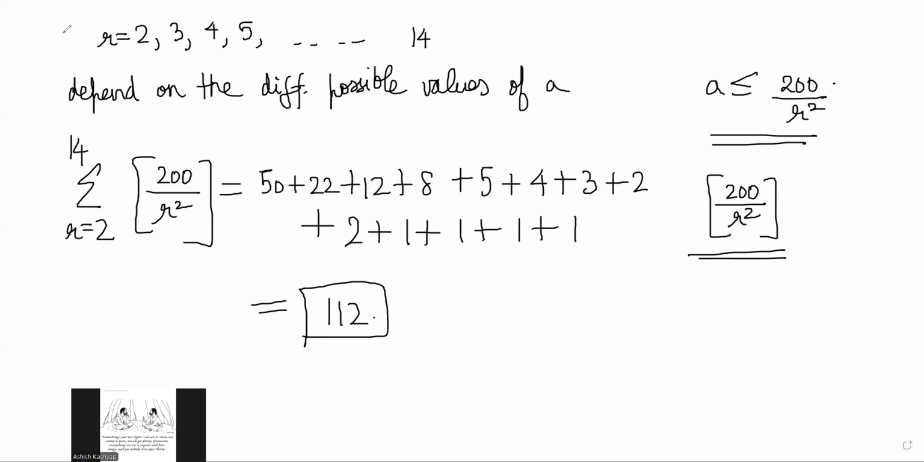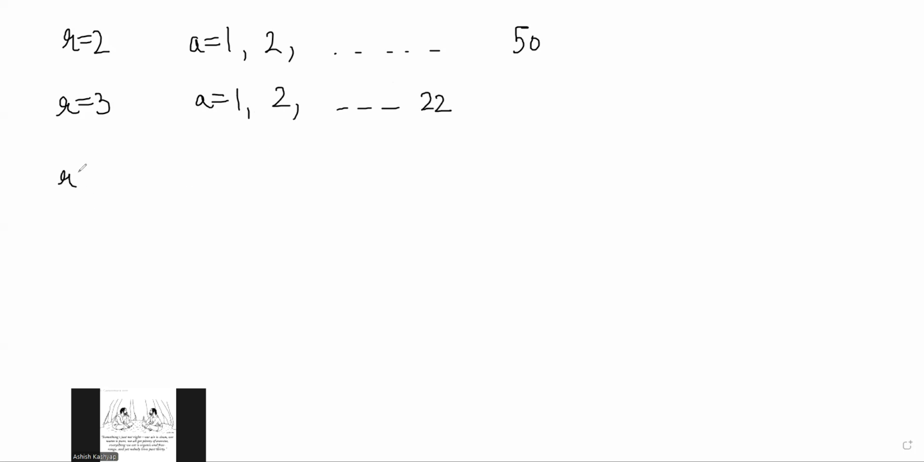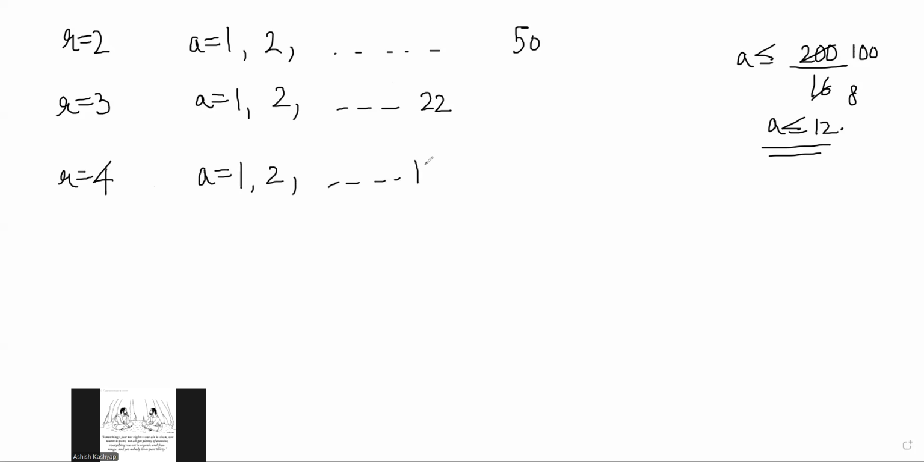The list will be something like this. When R is equal to 2, A can be 1, 2, 3 till 50. When R is equal to 3, A can be 1, 2 till 22. When R is equal to 4, A is less than or equal to 200 by R square, so 16. So this is basically 100 by 8, so A is less than or equal to 12. So A can be 1, 2 till 12.